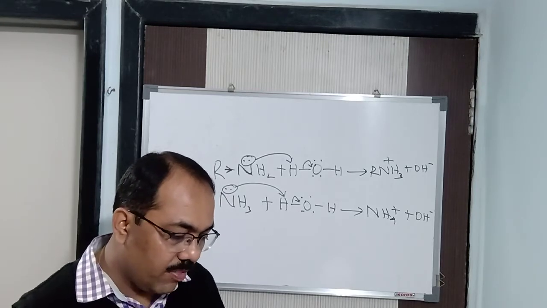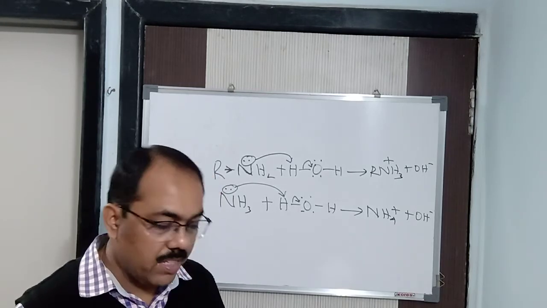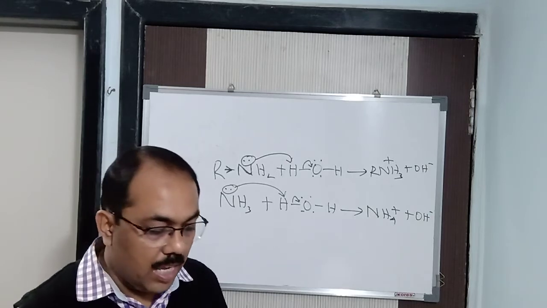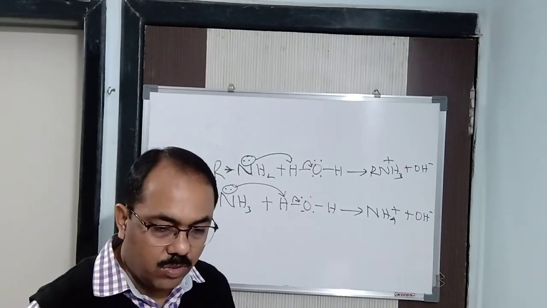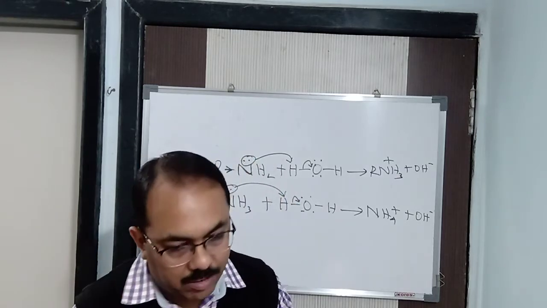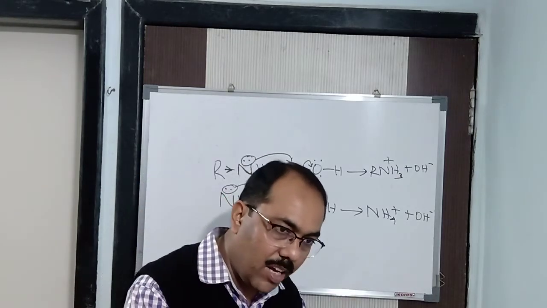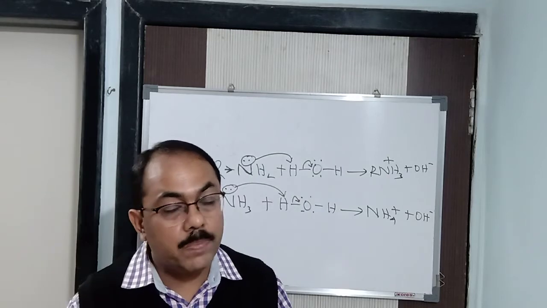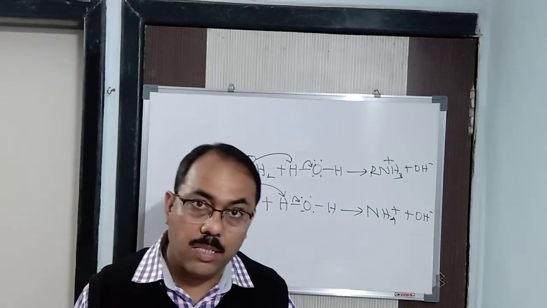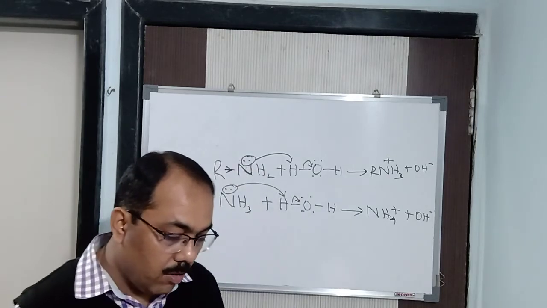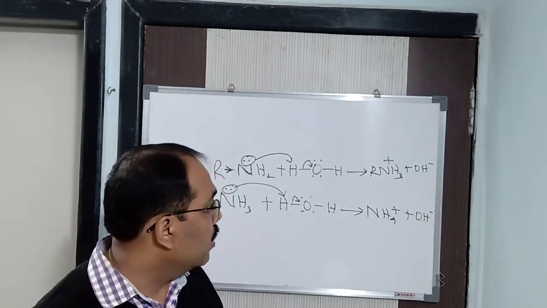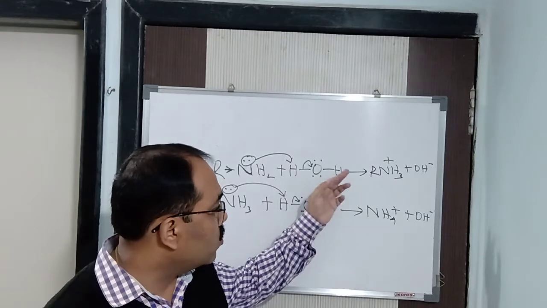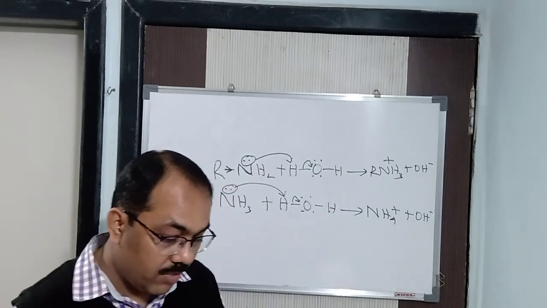So greater the value of Kb, stronger is the base, and smaller is the value of pKb. Both I am telling you: if you get the Kb value, you have to see the greater value. If you see the pKb value, you have to see the smaller value. Because pKb is minus log Kb, so automatically it becomes smaller. So the smaller the value of pKb, greater is the basic strength of the amine. Clear? So hence the primary amine is stronger than ammonia, for that particular reason.